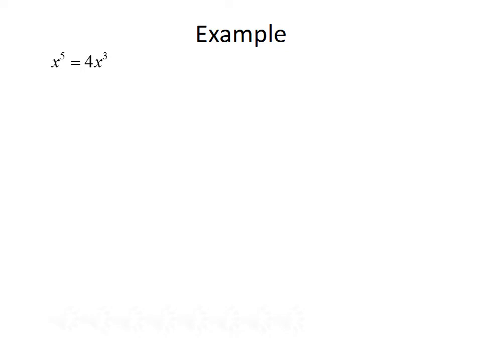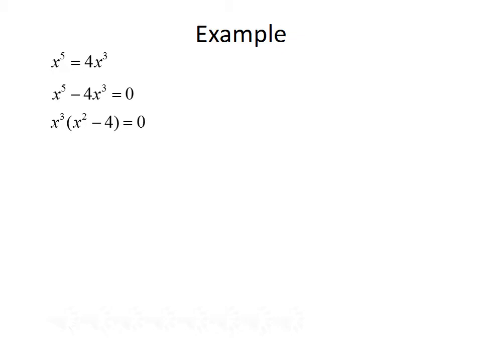Here's another example. x to the fifth equals 4x cubed. In order to solve this, we first need to get all of the terms on the same side of the equation. So if we subtract 4x cubed from both sides, that will give us x to the fifth minus 4x cubed equals 0. Now we want to factor out common terms. We can factor out an x cubed, giving us x cubed times x squared minus 4 equals 0.